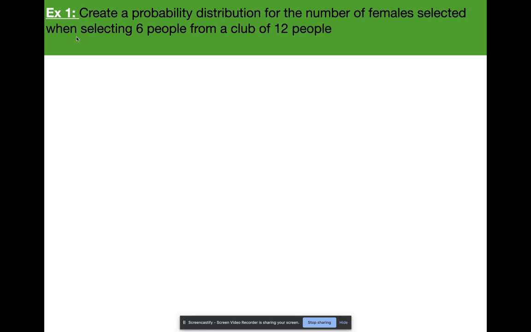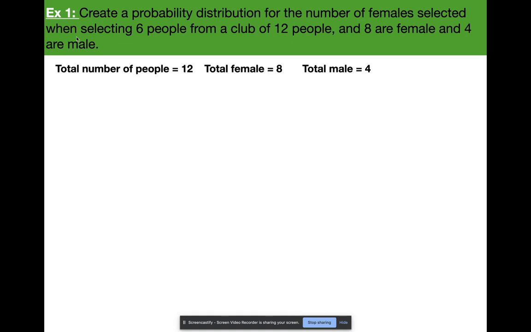All right, so let's look at another example. Create a probability distribution for the number of females selected when selecting 6 people from a club of 12 people. There are 8 females and 4 males on this particular club. So first, again, let's just draw out all the key information. Total number of people is 12. Total number of females, 8. Total number of males is 4.